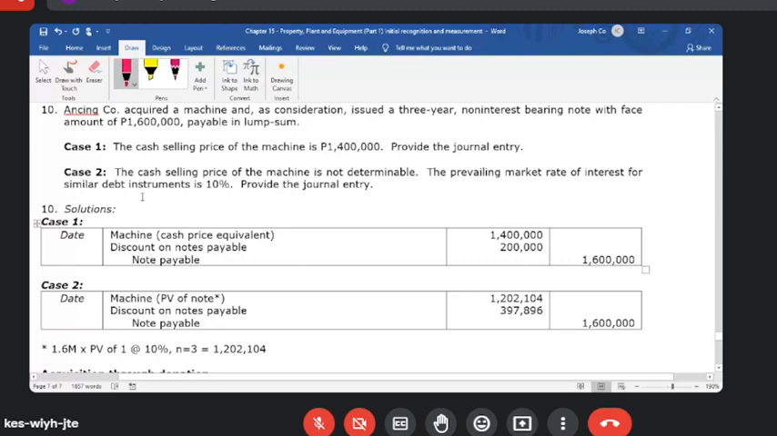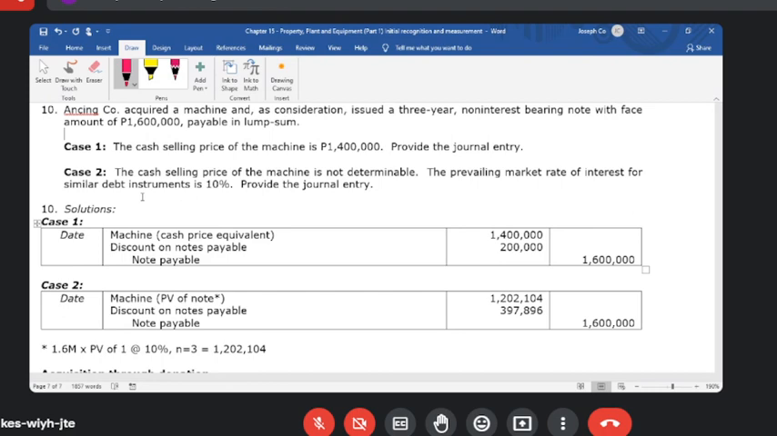Okay. A company acquired a machine and as consideration, issued a 3-year non-interest bearing note, no? Okay, gamay na gamay mo na yung mag-compute ng present value, no? Alamin natin yung cash price equivalent. Kung wala yung cash price equivalent, that is the time we compute the present value. The cash selling price of the machine is 1.4. Given po yung cash price equivalent value, with debit machine equal to the cash price equivalent value, 1,400,000. The credit notes payable, the face value is 1.6. And the difference is what?